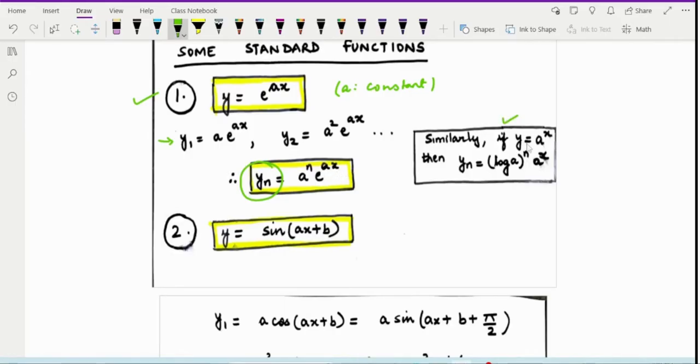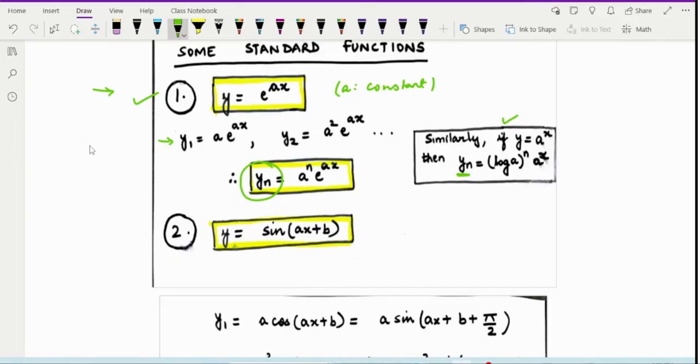Similarly, if you have y instead of e to power x, if you have y as a to the power x for any positive a, then the nth order derivative will be log a to power n into a to power x, because we know that dy by dx in this case will be log a into a to power x. So if you keep on differentiating successively, then in the nth derivative you have to get log a n times. So that makes it log a to power n into a to power x. So that's the first function whose nth derivative follows a pattern.